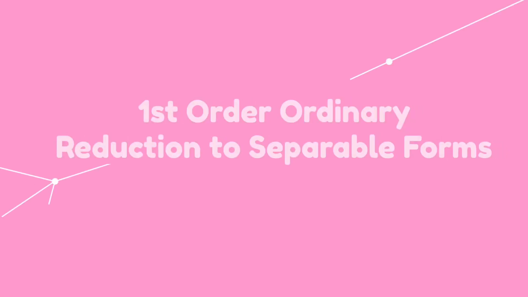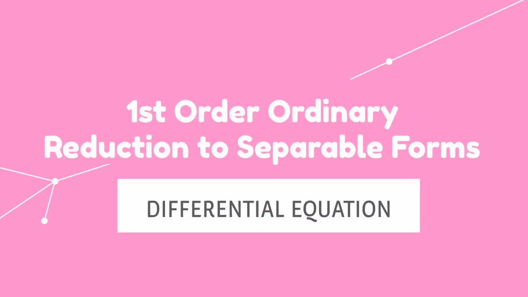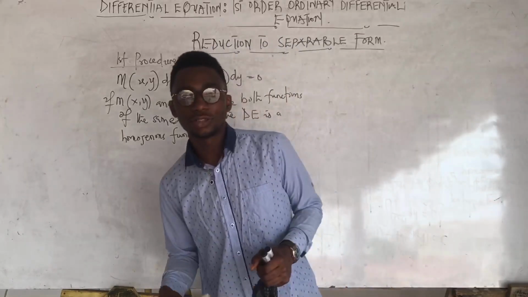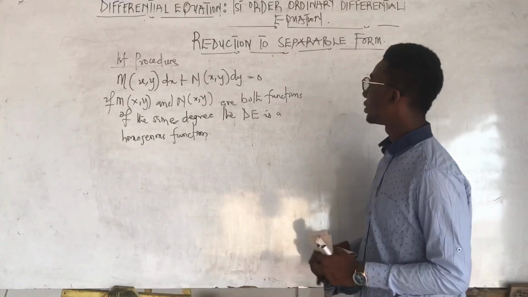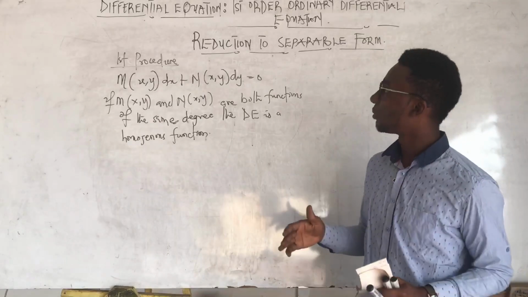First order ordinary differential homogeneous. All right, so today we're looking at the reduction to separable form. The reduction to separable form.